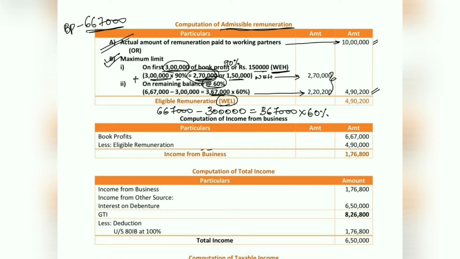Now you will compare the actual amount of remuneration and the maximum limit. Which is less among these two, 10 lakh or 4,90,200? It is 4,90,200, right? So this will be our eligible remuneration.